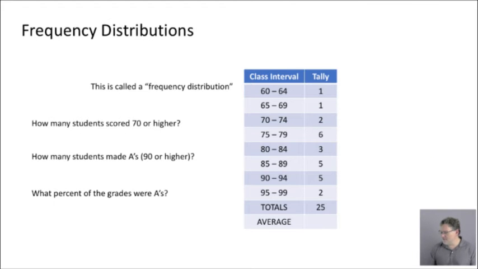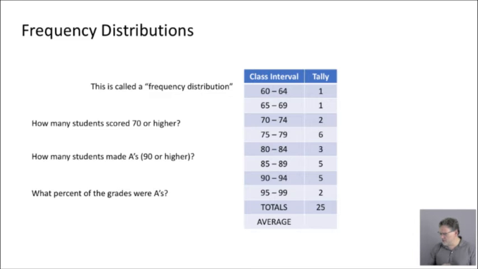Another thing to point out is that when you take a look at each one of these intervals with the tallies of the number of people in each interval, this is called a frequency distribution, and we can use this to answer quite a few questions about the data. For example, how many students scored 70 or higher? Well, looking at these rows, the first row, that student had a score somewhere between 60 and 64, so that student doesn't count. 65 to 69, that's another student who doesn't have a score of 70 or higher.